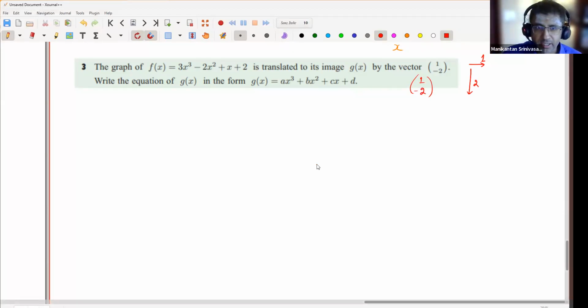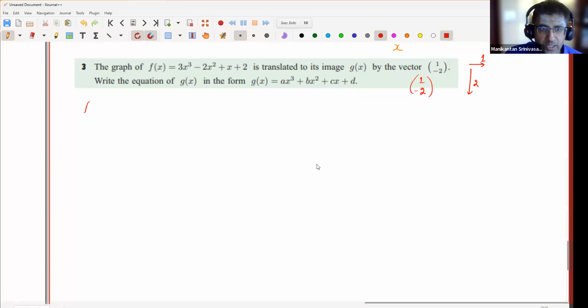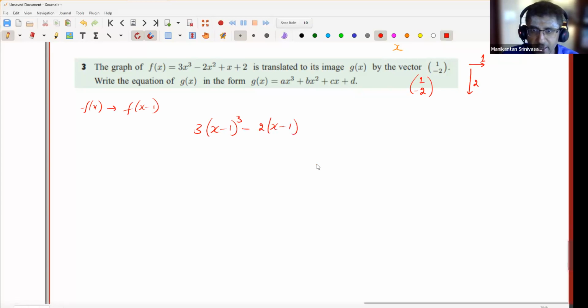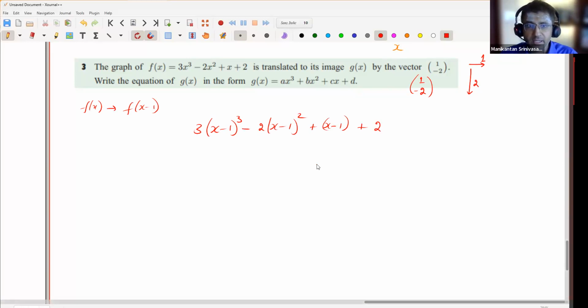Now it's easy. Shifting right by 1 means f of x becomes f of x minus 1. So the first step would be every x gets replaced with x minus 1. That takes care of shifting right by 1. And then shifting down by 2 means the entire expression is shifted down by 2. So minus 2. As simple as that.